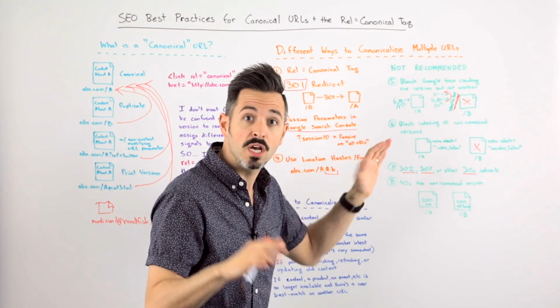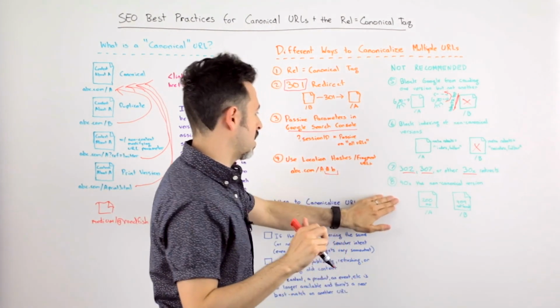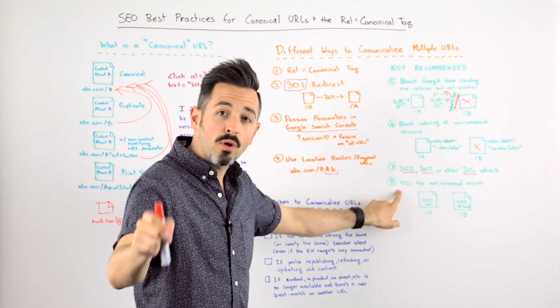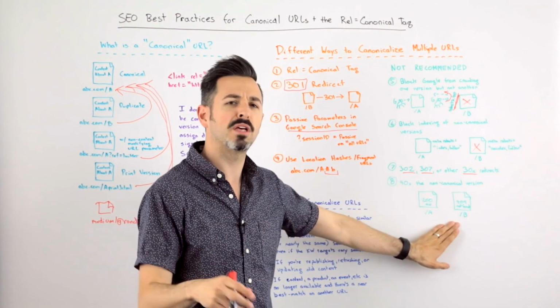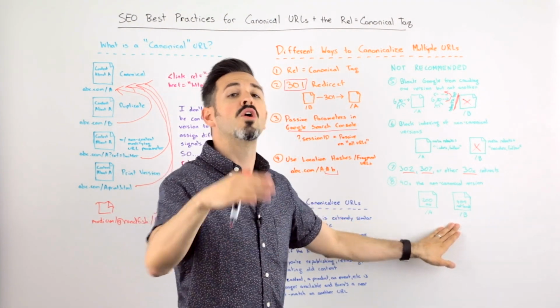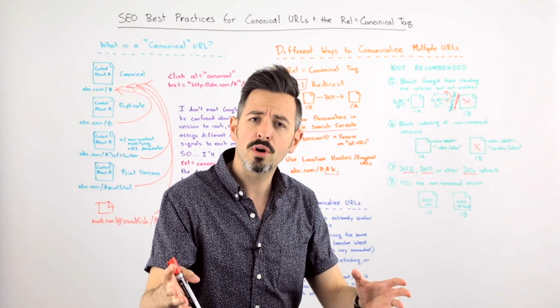Guess what we're trying to do? Canonicalize. Number 8, don't 40x the canonical version, or the non-canonical version. So don't take /b and be like, oh, okay, that's not the version we want anymore. We'll 404 it. Don't 404 it when you could 301.